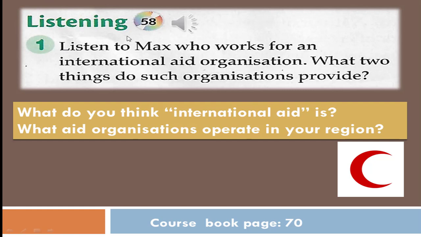Good morning, Max. Good morning. You are going to tell us something about your work. What exactly do you do? I am an aid worker for an international aid organization. We hear a lot about international aid on the news, but what exactly is international aid? International aid is the help and support given to areas that have been affected by natural disasters or conflict. It is usually given to the affected country by other countries around the world. I see. So, when you say natural disasters, what do you mean? The main natural disasters include earthquakes, volcanic eruptions, drought, famine, floods and landslides.